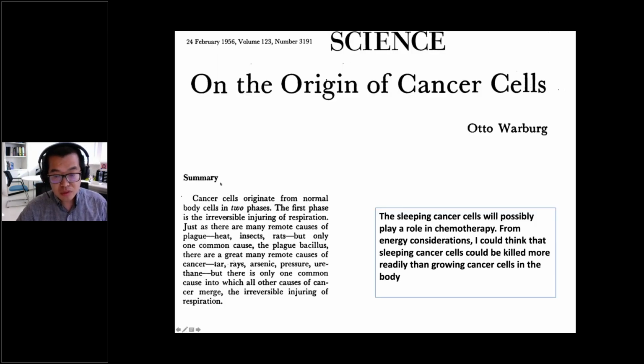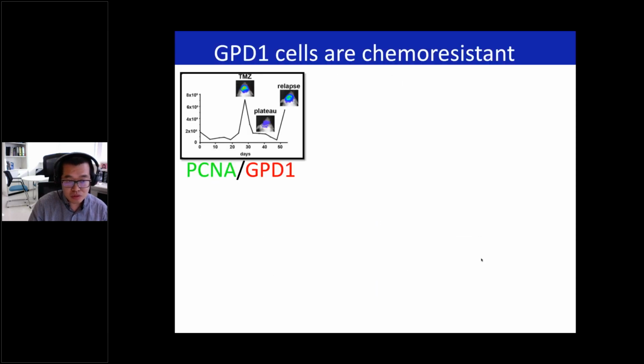This sleeping cancer cell was actually realized a long time ago, even mentioned by Otto Warburg in his very well-cited review. Here I quote a sentence: the sleeping cancer cell will possibly play a role in chemotherapy, but from energy consideration, I could think this sleeping cancer cell could be killed more readily than growing cancer cells in the body, because if they're sleeping, probably they consume less energy. From this point of view, but is that really true?